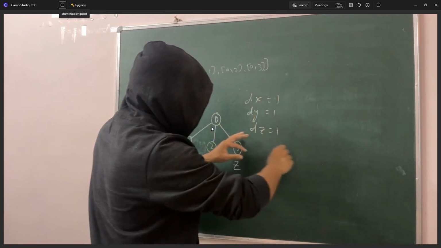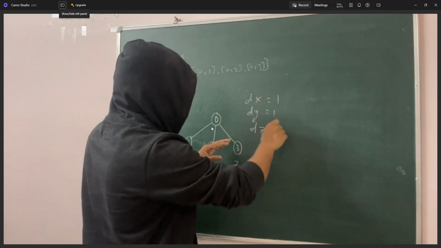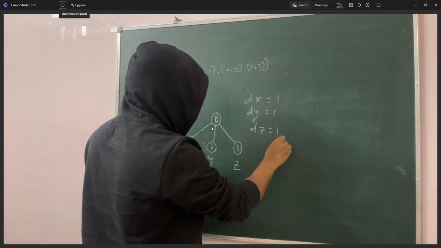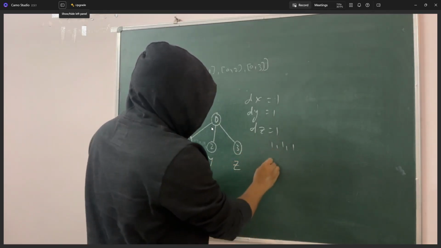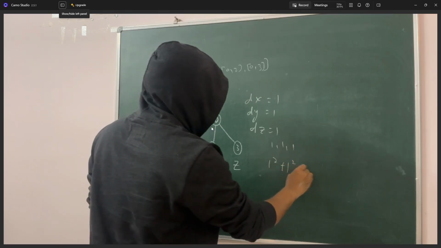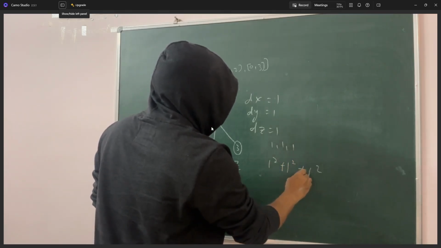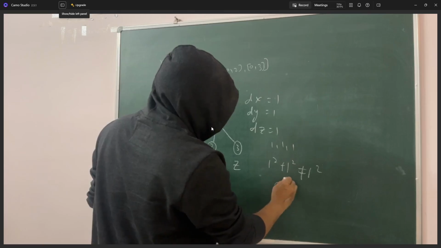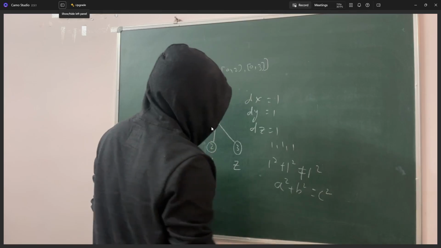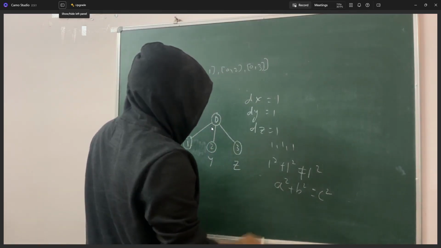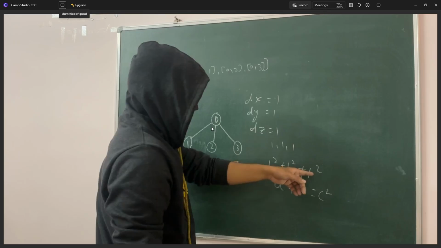If you try to sort this, it is 1, 1, 1 only, and 1 square plus 1 square is not equal to 1 square. In the problem statement they have said a square plus b square equals c square has to be the condition, but here it is not, because 1 plus 1 is 2 and here it is 1.